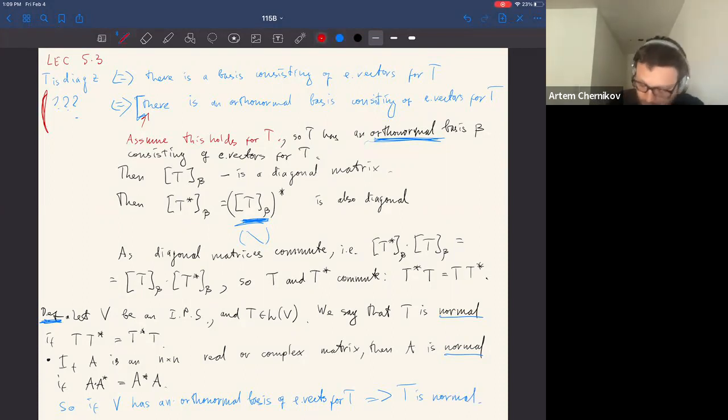And it's natural to ask if the converse holds as well. So now we ask if normality is the correct property that characterizes existence of an orthonormal basis of eigenvectors. We have an implication in one direction. Let's try to understand if this is actually an equivalence. So let's see.